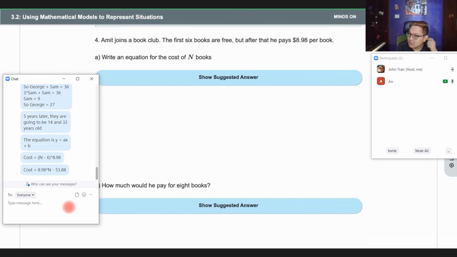Do you understand my logic? Yeah, because basically they say the first 6 books are free, so n minus 6 is what exactly has to be paid, times 8.98. And then you break it down, and then let's see the suggested answer.